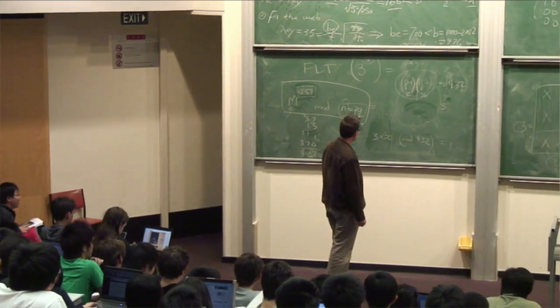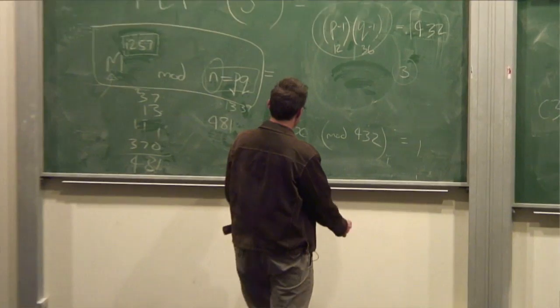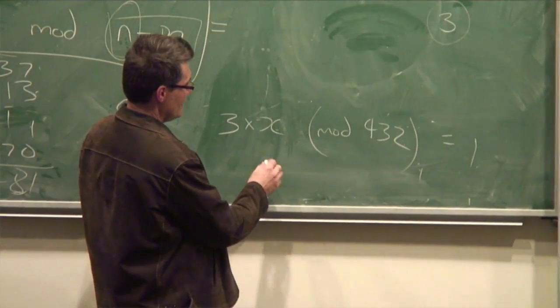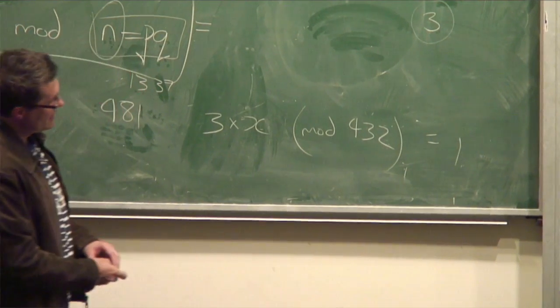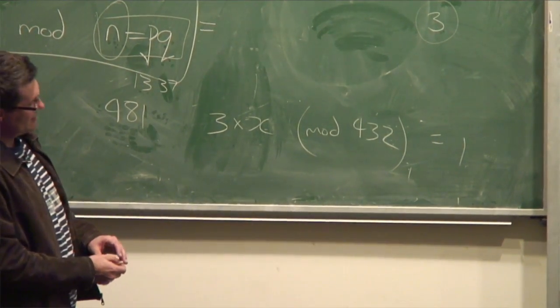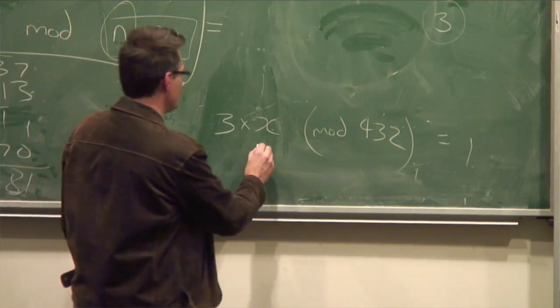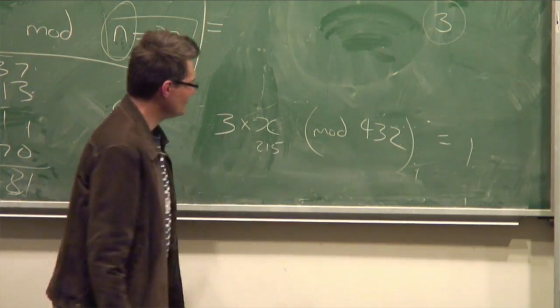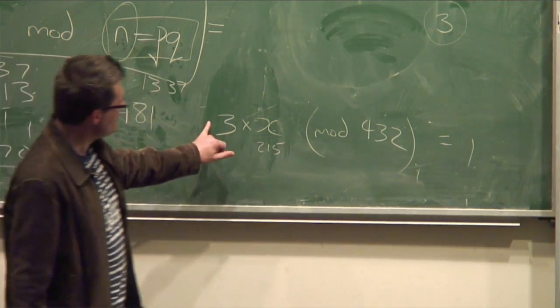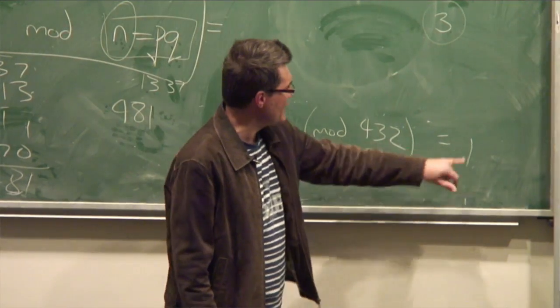All right. Let's suppose it's 7. No, let's suppose it's 100. 100 and 200. 215. Let's suppose it's 215. I'm making that up. But suppose 3 times 215, if we model it by that, was 1.